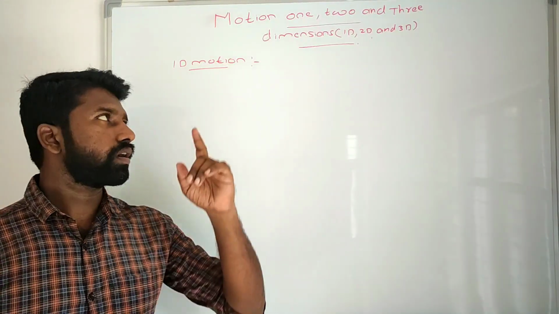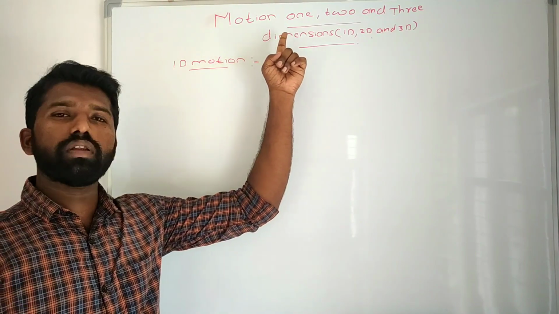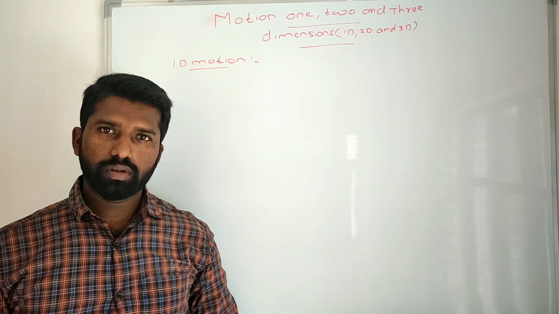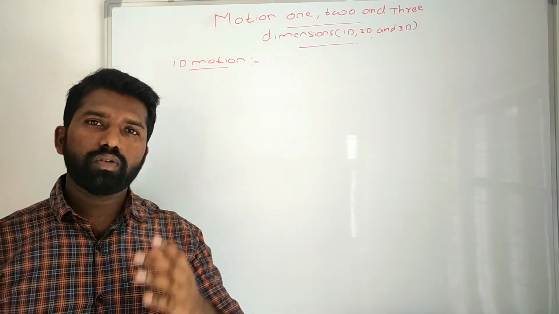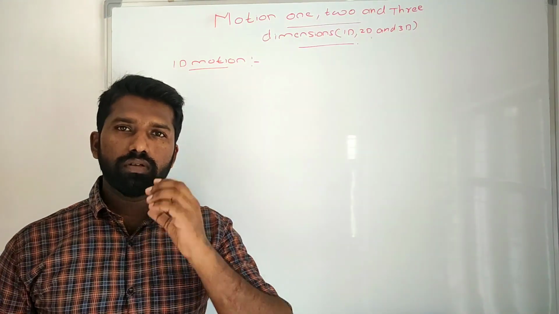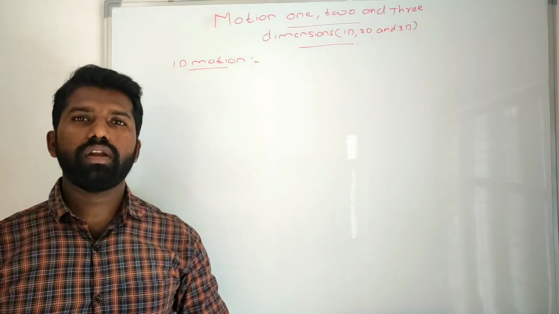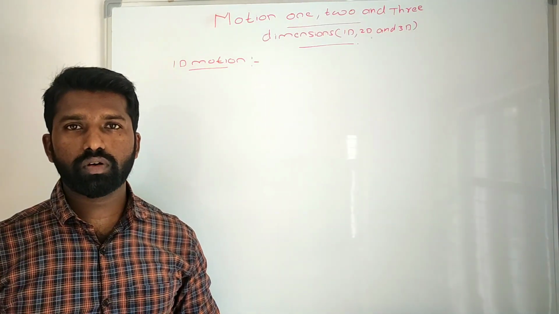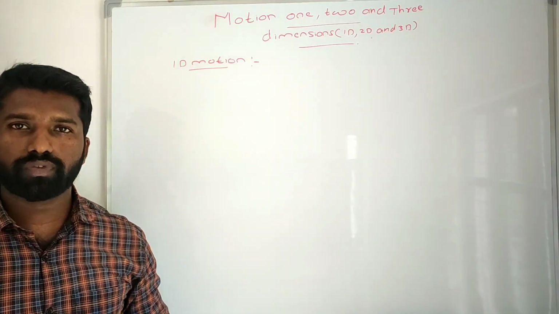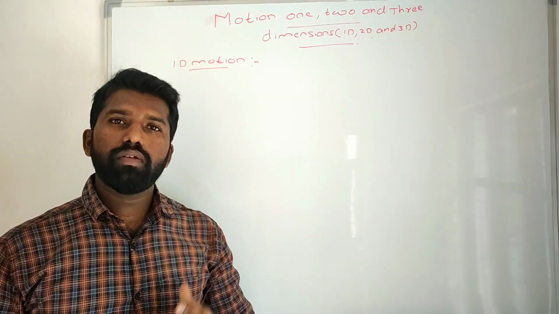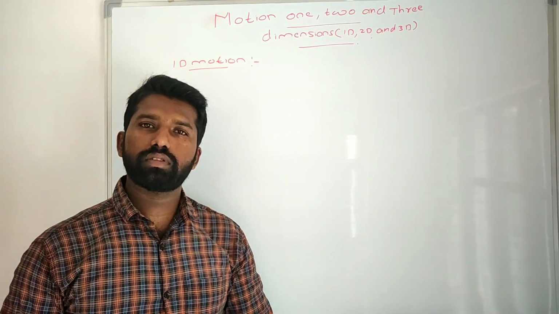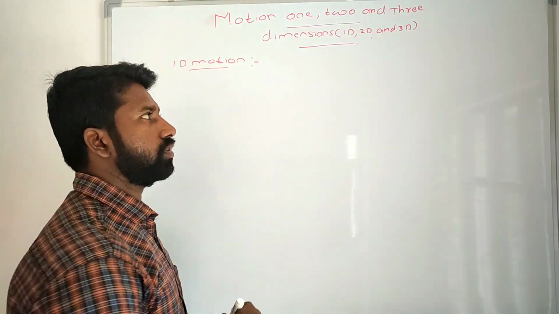In this video, I am going to discuss motion in 1, 2, 3 dimensions. Before that, I am going to discuss how we can define the position of an object. How we can describe the position of an object. Normally, we use a rectangular coordinate system for describing the position of an object.